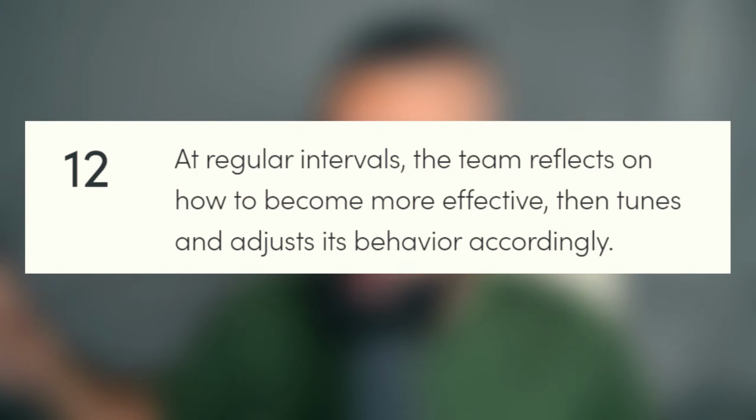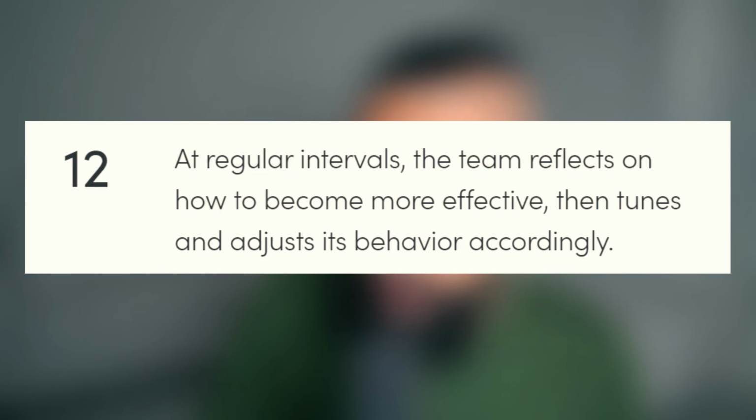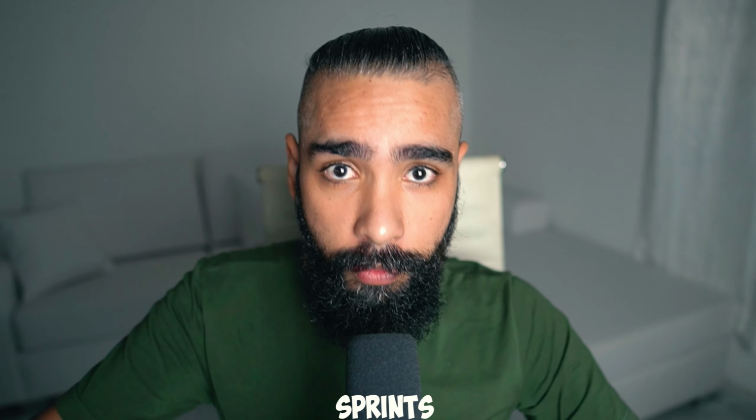The 12th principle of the Agile Manifesto states that at regular intervals, the team reflects on how to become more effective, then tunes and adjusts its behavior accordingly. When using the Agile methodology, the focus is on the customer. We are continuously and incrementally improving the product. And same thing for the team. Same thing for the way we run sprints.